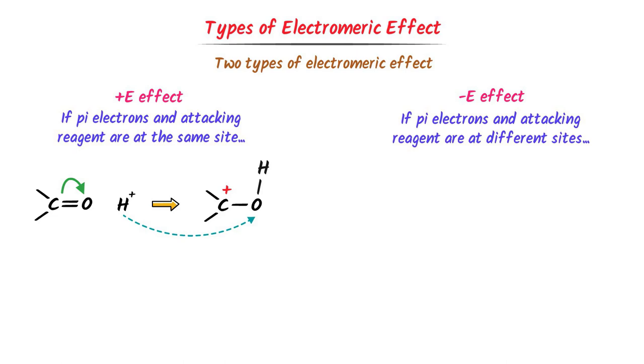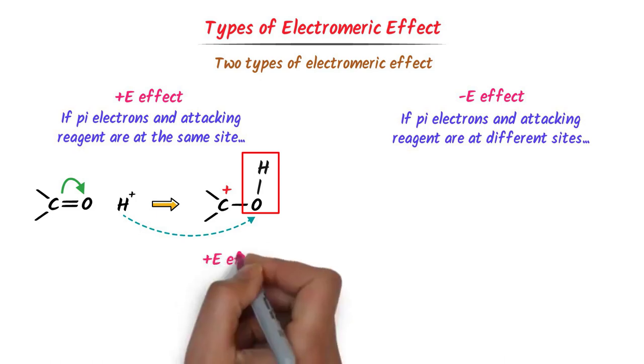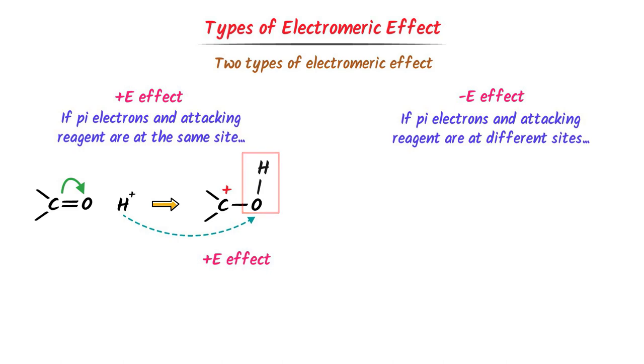Now listen carefully. Here, pi electrons shift to this oxygen and the reagent also attacks on this oxygen. I mean, pi electrons and attacking reagents are at the same site. Thus, we call it positive electromeric effect.